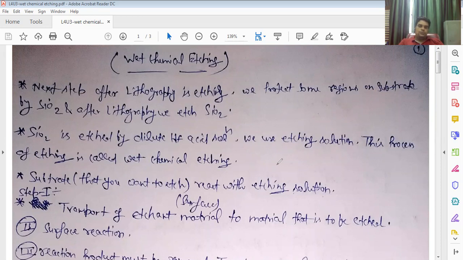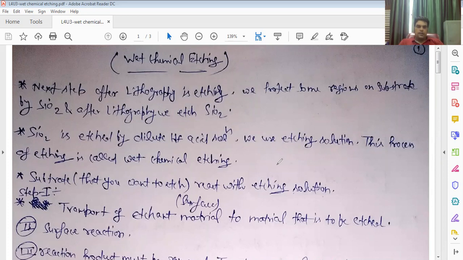Now, the next step that is performed after lithography is basically etching. So we protect some regions with the help of some masks like silicon dioxide. It also works as a mask. And after lithography, we etch silicon dioxide.